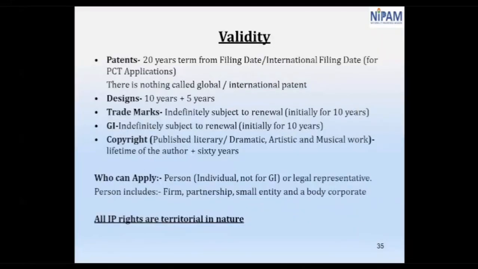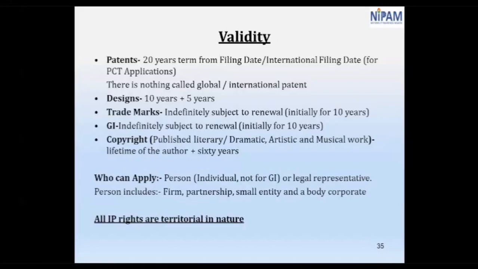We have discussed that we have different validity for the different intellectual property rights. For a patent, it is 20 years. For design, it is 10 years and it can extend up to 5 years. For a trademark, it is given initially for 10 years, after that it can be renewed indefinitely. GI tag is also given initially for 10 years, after that it can be renewed indefinitely. Copyright is given for the lifetime of the author plus 60 years. Okay, so we have different time durations for the different intellectual property rights.